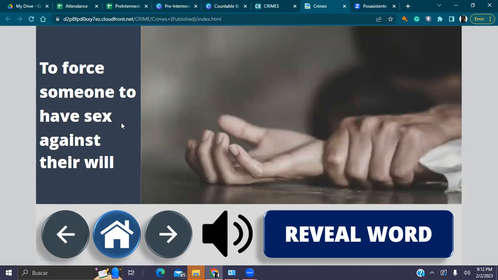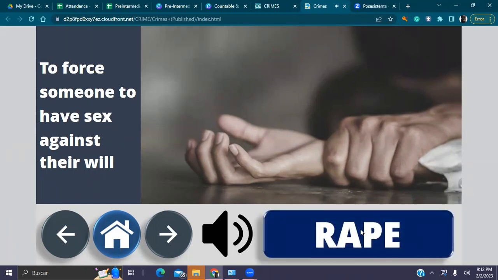And then we have this one. Juan Hernandez. To force someone to have sex against their will. All right. Violation. Rape. Yeah, that's the one. Violation is different. Violation is when you break rules, okay? Cuando ustedes rompen las reglas, so that's considered a violation, okay? In this case, we are talking about rape, okay? Rape. This is rape.